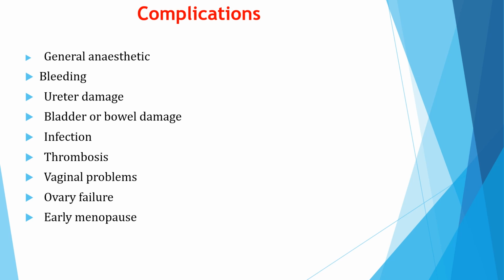Complications in general. There are specific complications: complications of general anesthetic, bleeding, ureter damage, bladder or bowel damage, infection, thrombosis, vaginal problems, ovary failure, and early menopause. So these are the complications related to the hysterectomy.